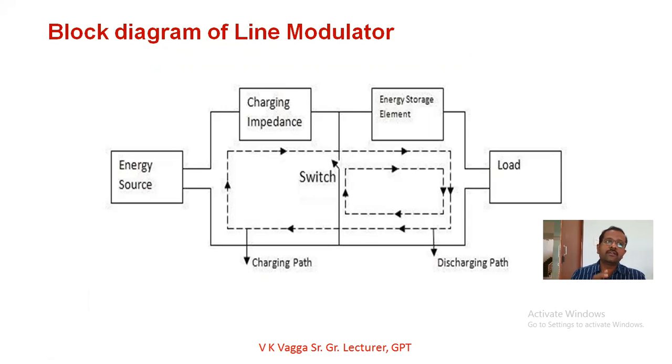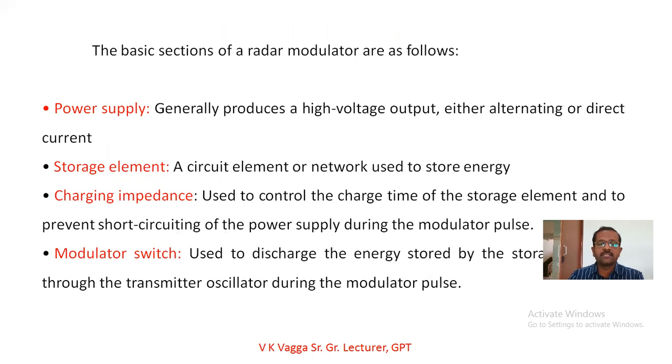If the energy is to be stored in the form of AC, it makes use of capacitors or inductors. If the energy is to be stored in the form of DC, it makes use of batteries. That is the storage element, a circuit element or network. And the charging impedance is used to control the charge time of the storage element and to prevent short circuiting of the power supply during the modulator pulse. Important.